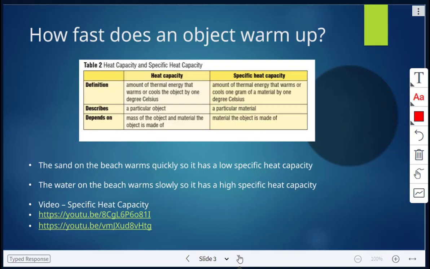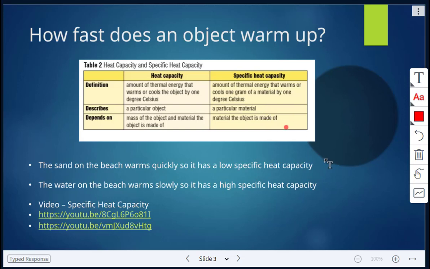Why is that? That's because of something called heat capacity and specific heat capacity. Heat capacity is the amount of thermal energy that warms or cools an object by 1 degree Celsius. Specific heat capacity is the amount of thermal energy that warms or cools 1 gram of a material by 1 degree Celsius. Heat capacity describes a particular object. It depends on the mass of the object and the material the object is made of. The material is still important for specific heat capacity as well.